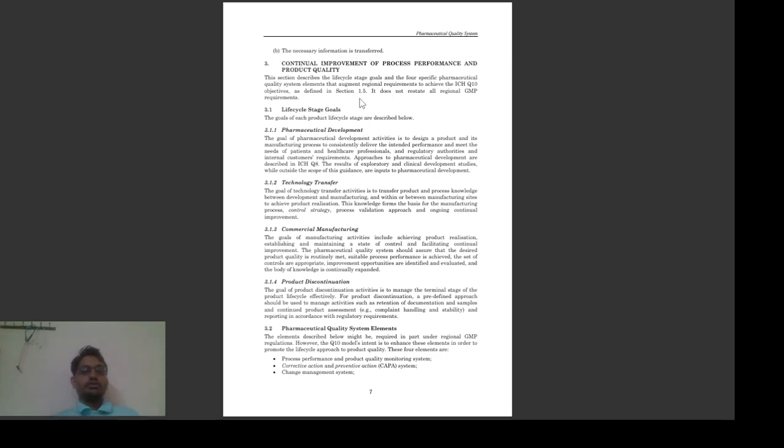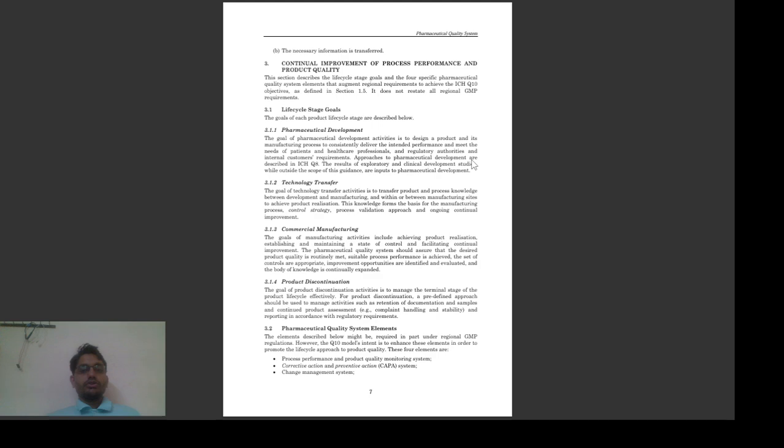Life cycle stage goals. The goals of each product life cycle stage are described below. First, pharmaceutical development. The goal of pharmaceutical development activities is to design a product and its manufacturing process to consistently deliver the intended performance, and meet the needs of patients, healthcare professionals, regulatory authorities, and internal customers' requirements.